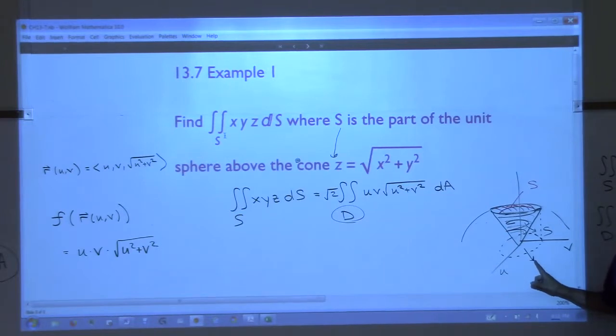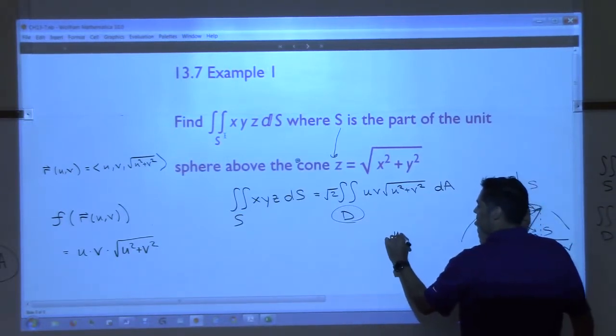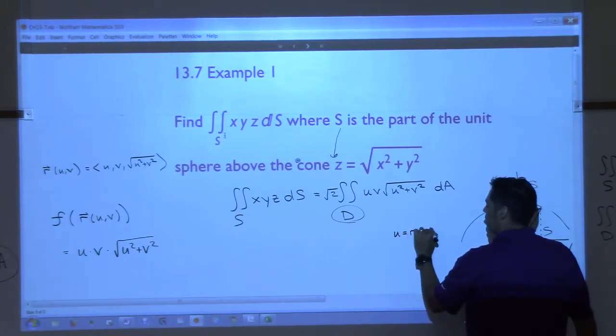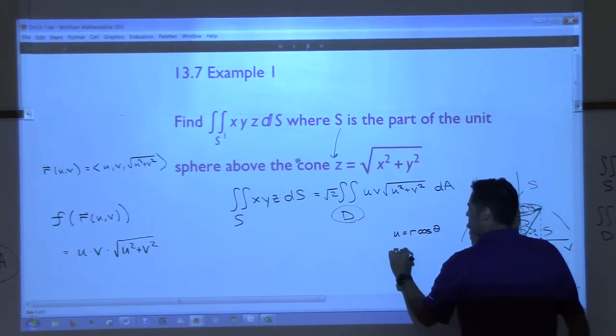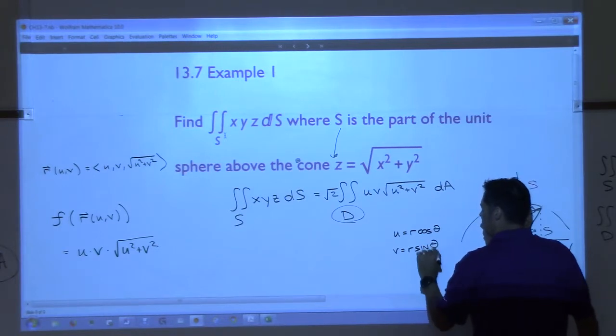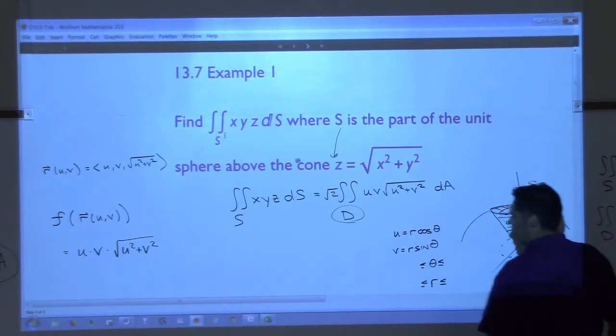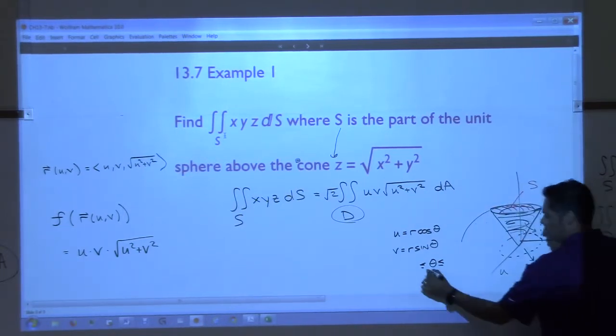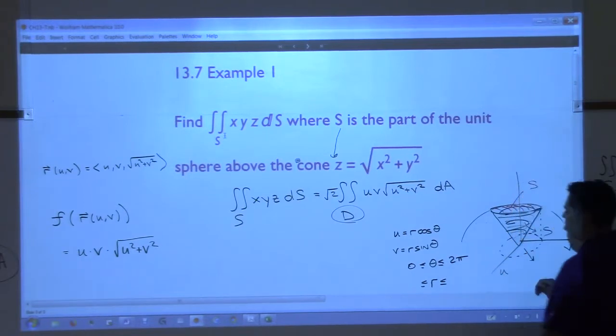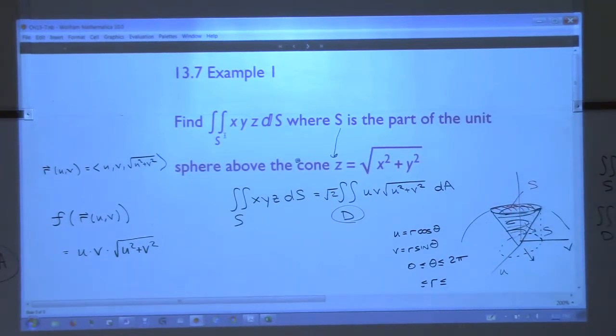Okay, I'm just going to keep going because that's where we are. U is going to be R cosine theta. V is going to be R sine theta. Our restrictions on R and theta are going to be what? The theta is going to be 0 to 2 pi. And R then is going to be 0 to 1? Is it 0 to 1? Yeah.